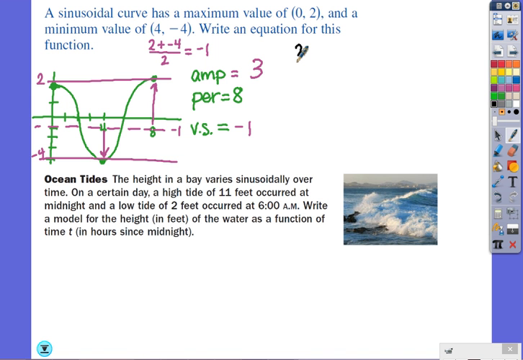The period. I was thinking cosine since it started at the top, so 2 pi over b needs to equal 8. Cross multiply that. Two pi over 8, pi over 4.